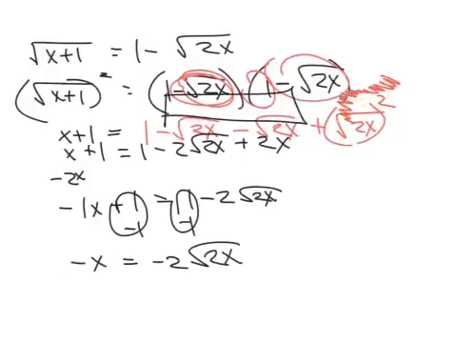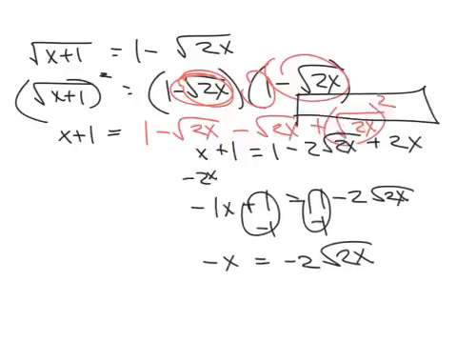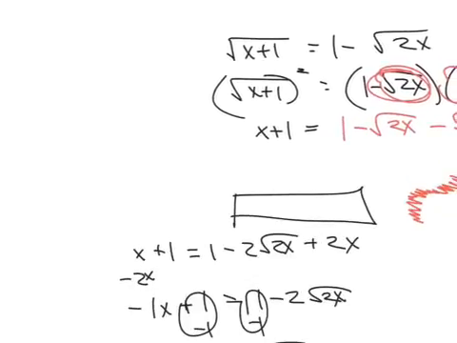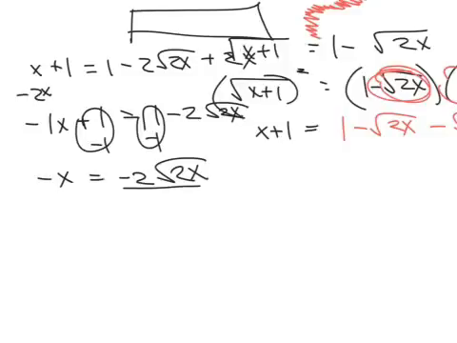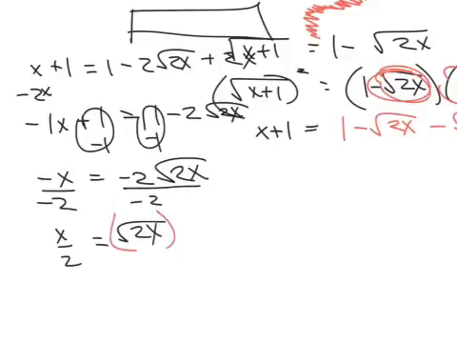Okay, so let's keep going here. I'm going to move this over here because I'm going to need that later. Alright, then we're going to divide by negative 2, and that gives me x over 2 equals the square root of 2x. Now, I'm going to have to square both sides because I'm trying to get rid of this radical. So then this becomes just 2x, and this becomes x squared over 4.